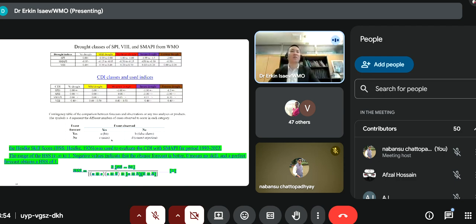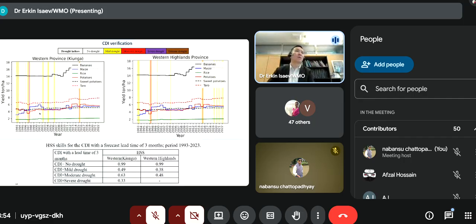And we used the hit rate and skill score technique for verifying this common drought index, the combined drought indexes. Here we put 2 examples. This is more than 20 years of yield productivity for the main crop type of that region of Papua New Guinea, the Western Province and Western Highlands Province. We can see here in different colors the common drought index calculated for that period based on that methodology.